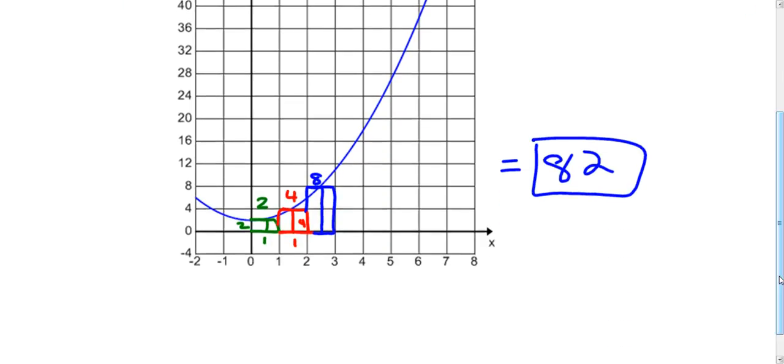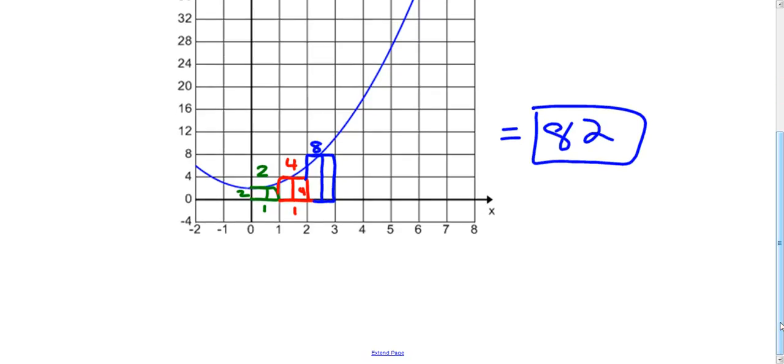So the midpoint is definitely the most accurate one to do. The left RAM and the right RAM will over and underestimate, but the midpoint RAM is the most accurate. Obviously, the smaller your rectangles are, the more accurate your estimate is. Smaller intervals give you a more accurate estimate. Okay, and that'll do it for this lesson.